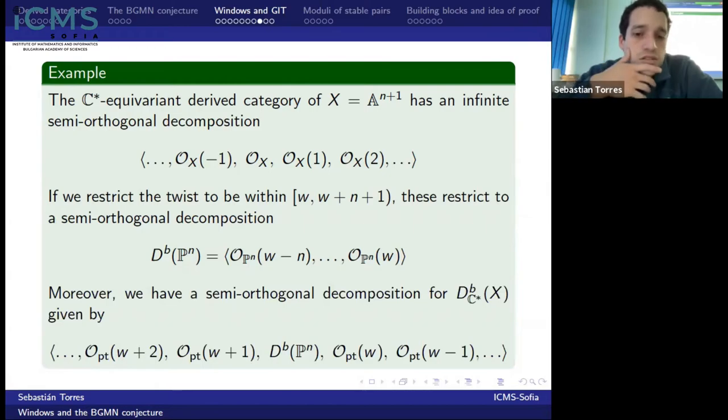And as I said, the theorem says more. It says that if you want to see it sitting inside the semi-orthogonal decomposition upstairs, what's left to the right and to the left are these things that are actually supported in the unstable locus. This is the origin in the affine space.